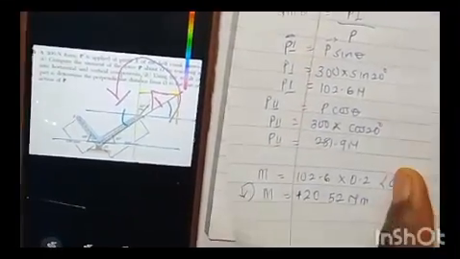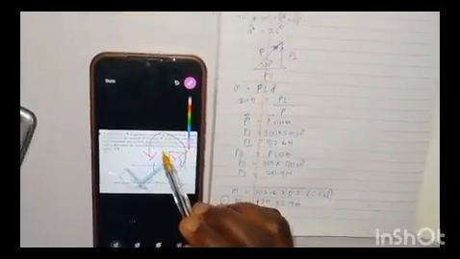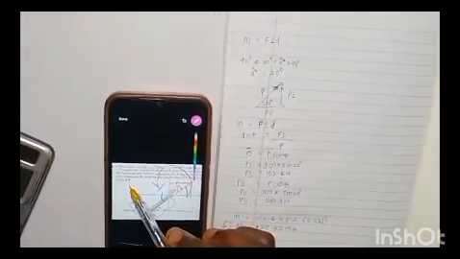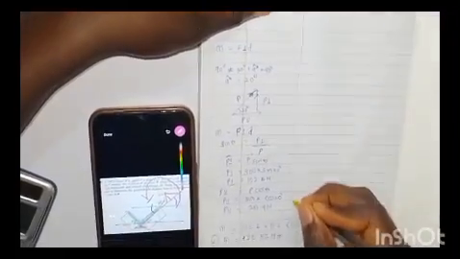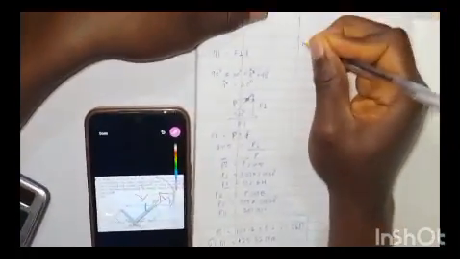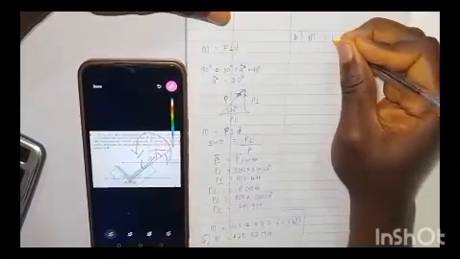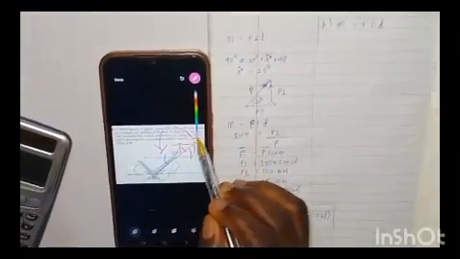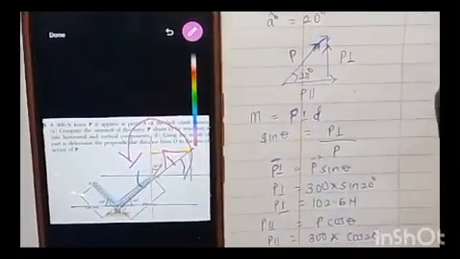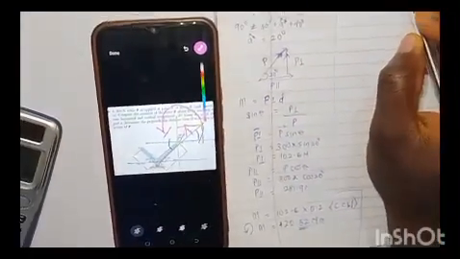Now to part B. Part B says, using the result of part A, determine the perpendicular distance from O to the line of action of P. So for part B, we know our moment is equal to the product of force and perpendicular distance. Since the question says using the result of part A, we are using the moment of part A to calculate the perpendicular distance.